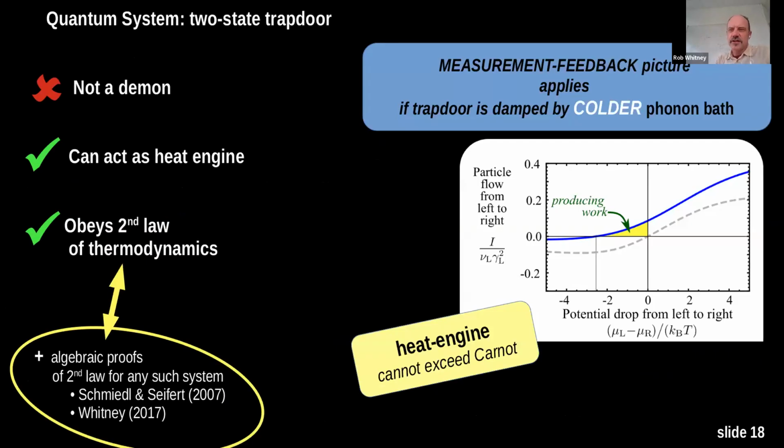So I wanted to say, the system's not a daemon, but it can act as a heat engine if the reservoir that causes the trapdoor to relax is at a different temperature from the electrons that are flowing from the two reservoirs. So there's actually three reservoirs. The one that causes the trapdoor to relax back to its ground state, if that's colder or hotter, then the system can generate work without violating the second law, and you can prove that it doesn't violate the second law, but it can produce some work if you want it to.